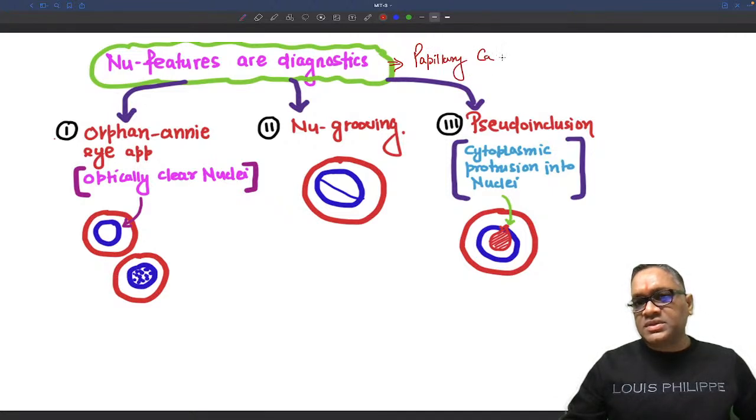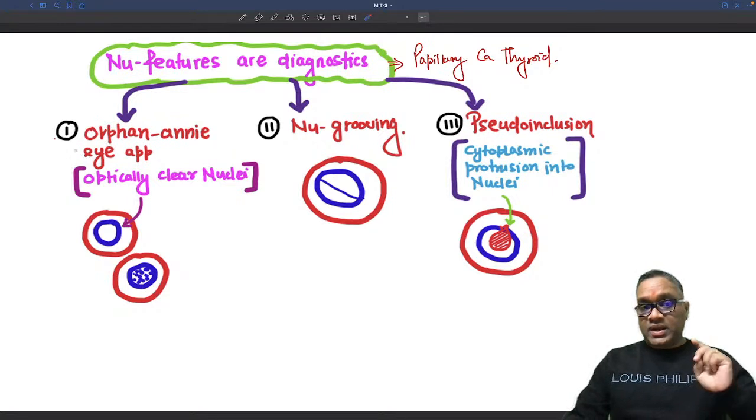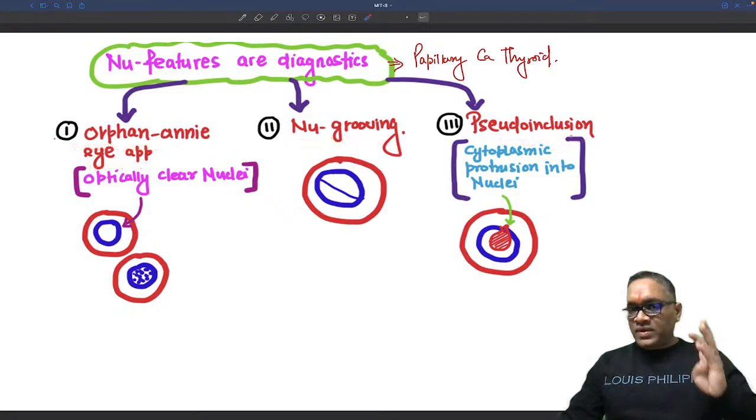As I said earlier, this is a very, very important topic. In the previous year, this was the question. So for papillary carcinoma of the thyroid, what are the nuclear features? There are three nuclear features. What are the three? Orphan Annie eye appearance, nuclear grooving, pseudo inclusion. I repeat, orphan Annie eye, nuclear grooving, pseudo inclusion.